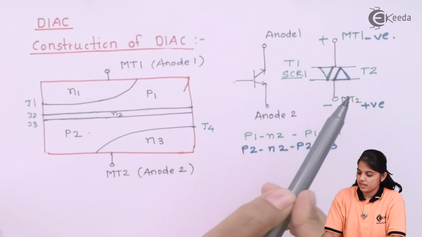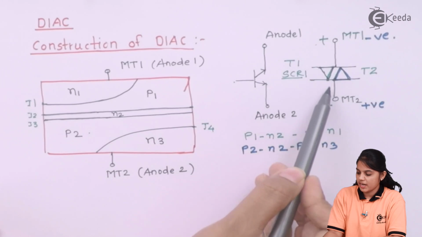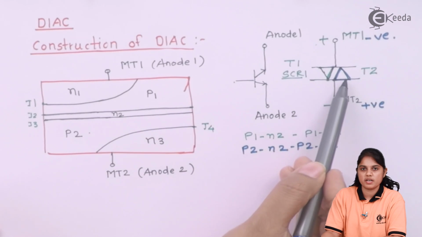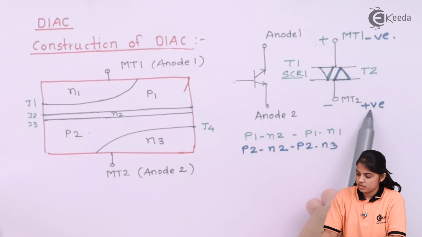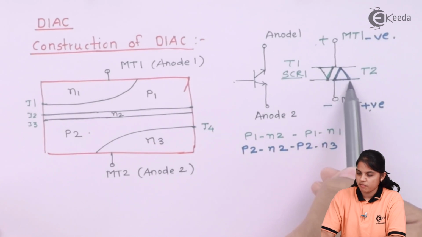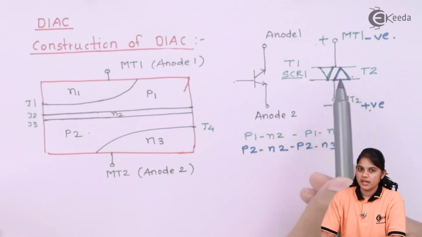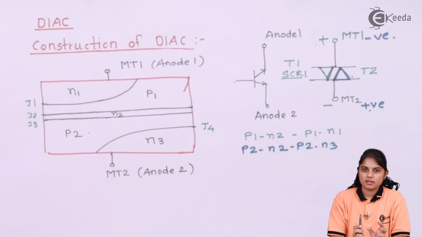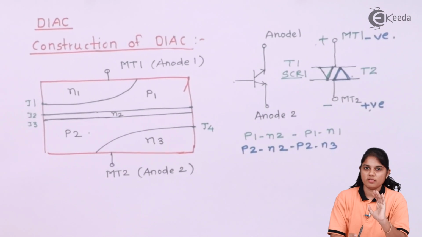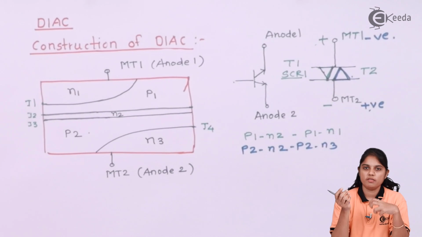It is easy to understand. If you look at the symbol, with positive and negative, that means anode is positive, cathode is negative, this will be forward biased and this will be reverse biased. Similarly, for this particular structure, anode is positive, cathode is negative, this will be forward biased and this will be reverse biased. That means in both conditions it will conduct, it will remain on. Now the working characteristics, how it will work when MT1 is positive and MT2 is negative, and how it will work in a reverse manner, we will understand by looking at the graph.